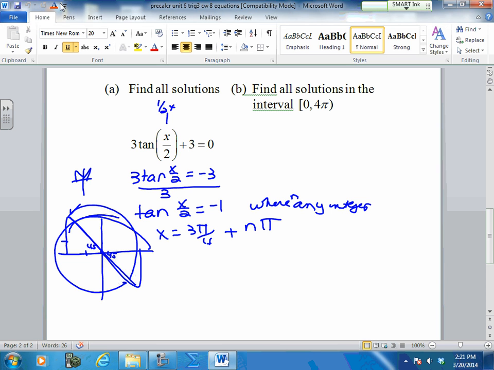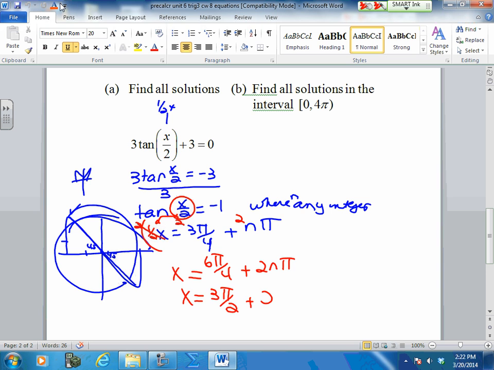Now we're going to put back in your 1/2, because x was really x over 2. To get rid of that, we have to multiply by 2 to get rid of this and make it a 2. So you're multiplying everybody by 2. So this becomes x is equal to, this will give you 6 pi over 4 plus 2n pi. Now we can reduce your 6 pi over 4 to 3 pi over 2 plus 2n pi. This is all solutions.